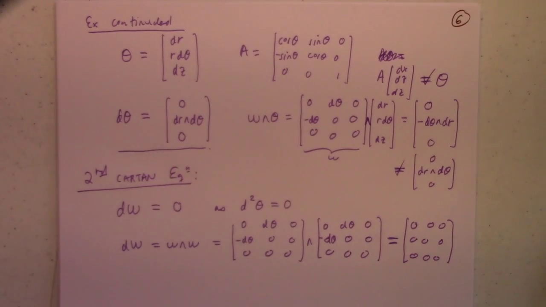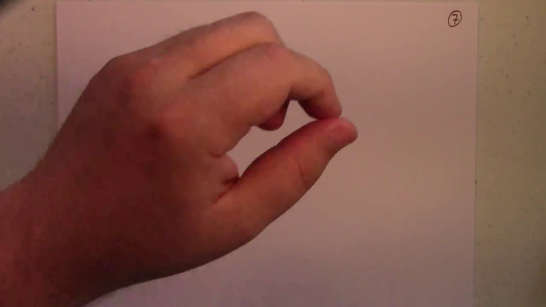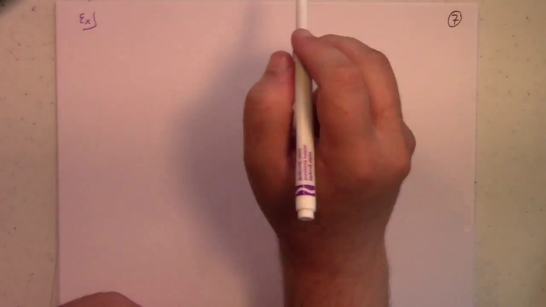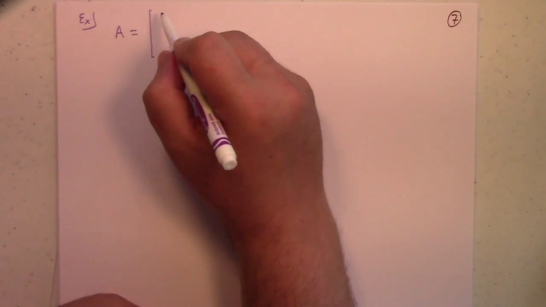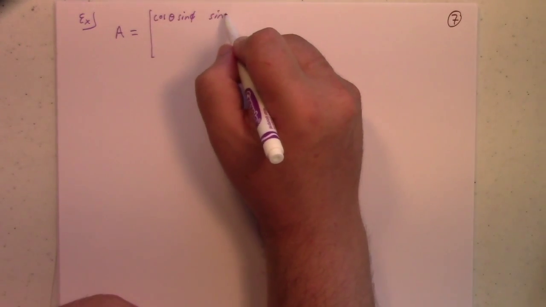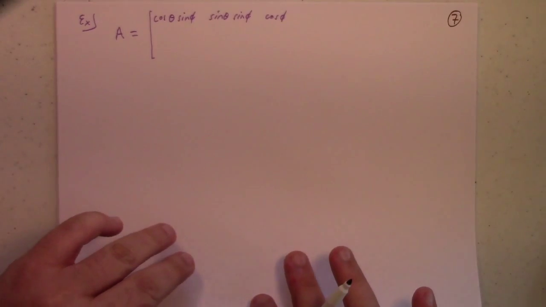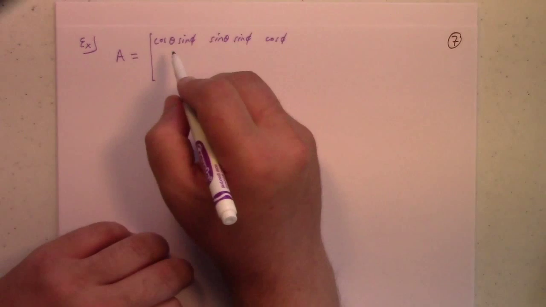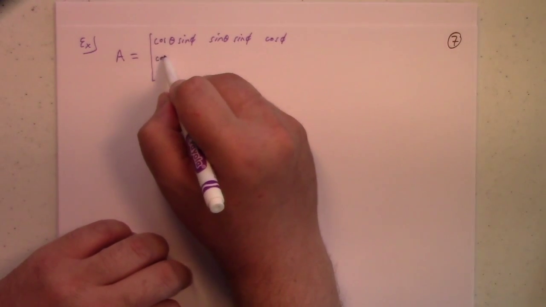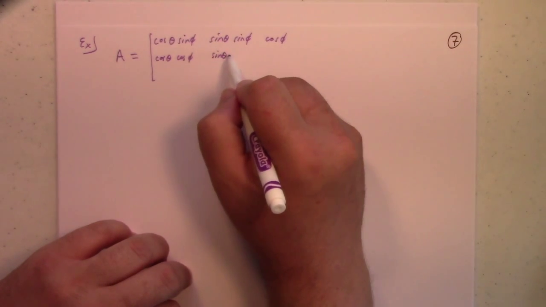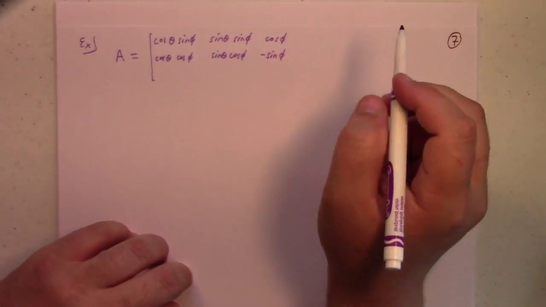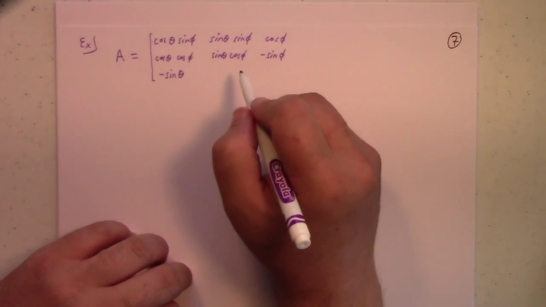All right. Now the same example for the spherical frame takes a little bit more effort. So for the spherical frame, the attitude matrix is this. It was cosine theta sine phi, sine theta sine phi, cosine phi. And then we have, let's see, the next one was cosine theta cosine phi, sine theta cosine phi, minus sine phi, and then minus sine theta, cosine theta, 0.